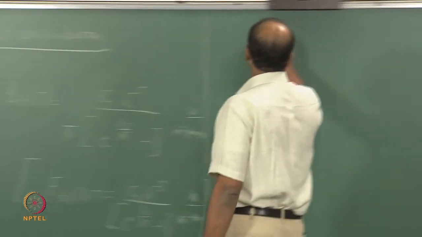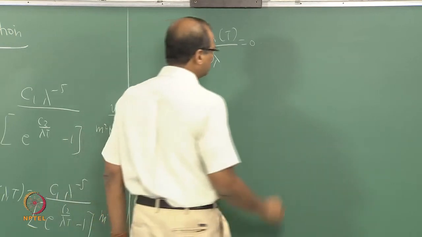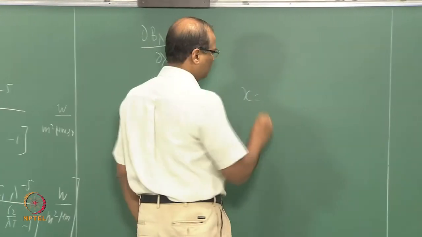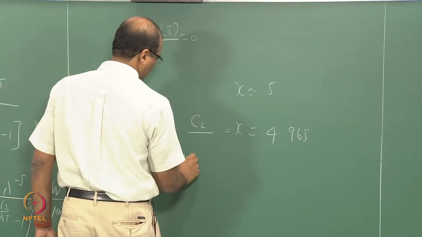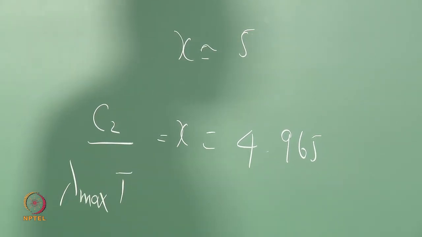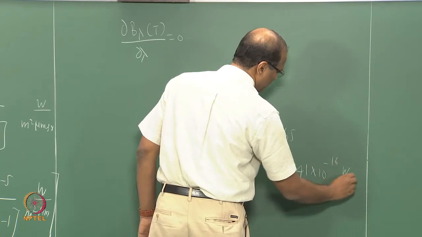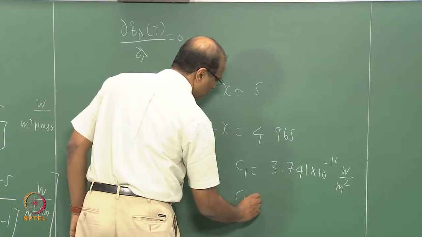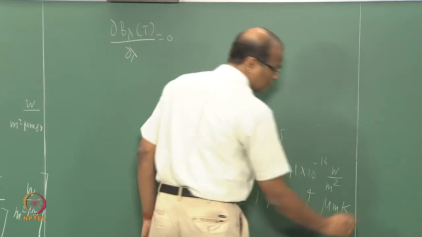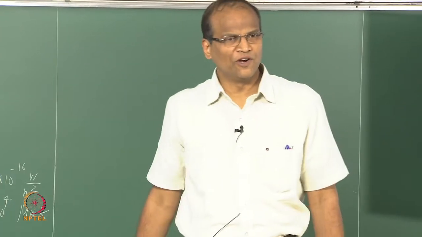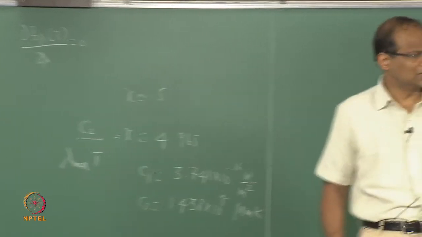Now we did this in the last class. So we got this, x equal to... Let us use better values for C1 and C2. C1 was 1.45 × 10⁴, that was approximate. This is called the first radiation constant. This is called the second radiation constant. Okay.